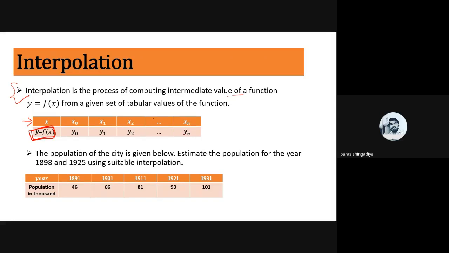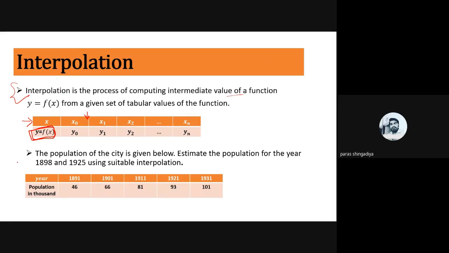So interpolation is the process of computing intermediate values of the function y equal to f of x from the given set of tabulated values. This type of data is given, and now we have to predict an intermediate value. For example, there is a value between x0 and x1, and you have to predict its output without doing the experiment again and without using the function. In this case we can use interpolation theory to predict the answer.